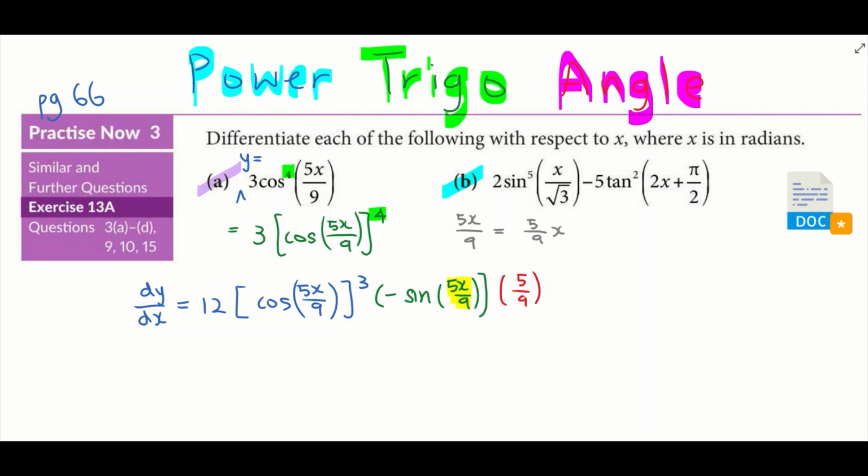Now I will simplify everything. Bring the 5 over 9 to the front. Bring all the numbers to the front. Multiply everything. I should get negative 20 over 3. My cosine, I will bring the power 3 inside. And then include my sine.